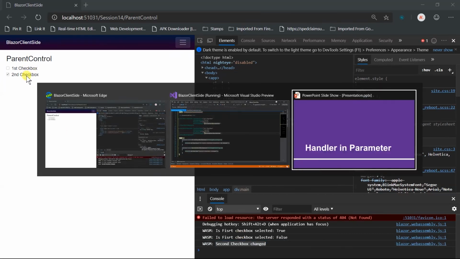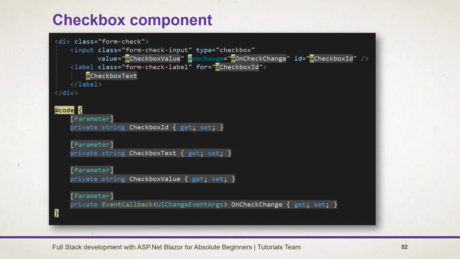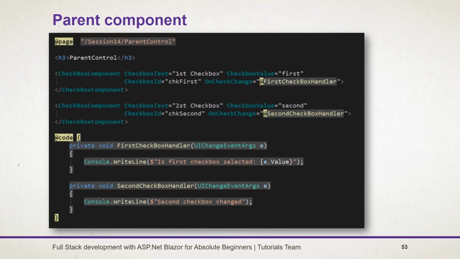Now we'll see what we have learned in this session. Here is a checkbox component that we have created. Here we have defined event handler. The property will be event callback of type UI change event args. In parent control, we have passed method in the property of event callback.